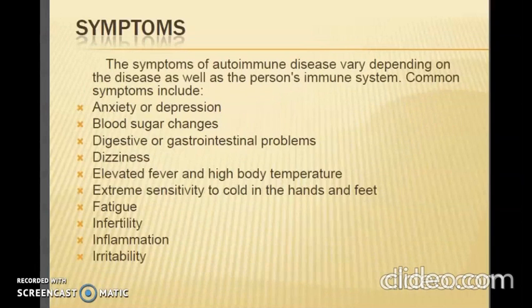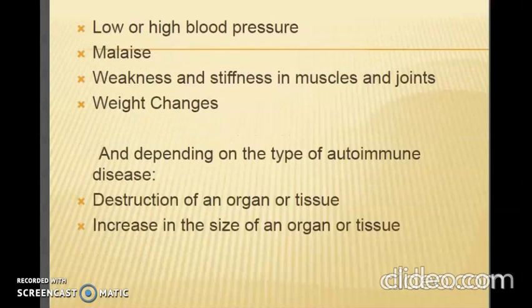Common symptoms include anxiety or depression, blood sugar changes, digestive or gastrointestinal problems, dizziness, elevated fever and high body temperature, extreme sensitivity to cold in the hands and feet, fatigue, infertility, inflammation, irritability. Along with that, there is low or high blood pressure, malaise, weakness and stiffness in muscles and joints, weight changes, and depending on the type of autoimmune disease, there is destruction of an organ or tissue, or there is increase in the size of an organ or tissue.